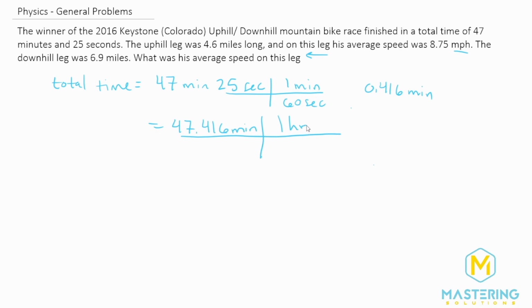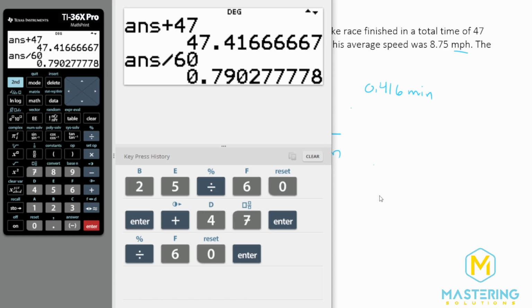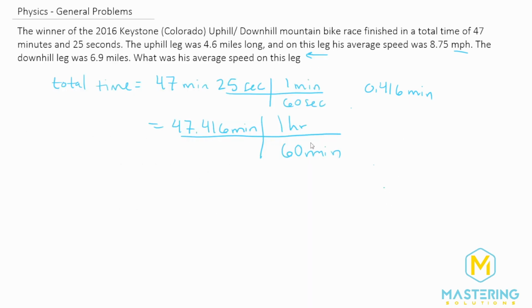And in 1 hour, there are 60 minutes, of course. So we'll take that and divide it by 60. So the total time is 0.79 hours. Let's put it over here, 0.79 hours. So now they tell us that the distance that he went uphill is 4.6 miles. And the velocity, we'll say velocity 1 for uphill, was 8.75 miles per hour.